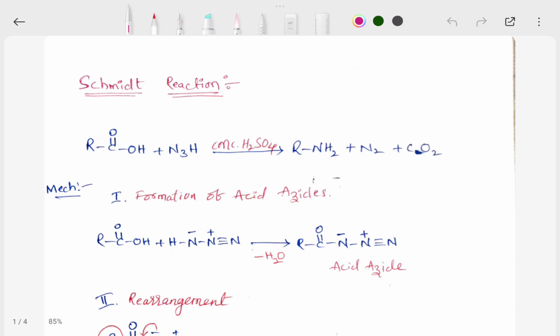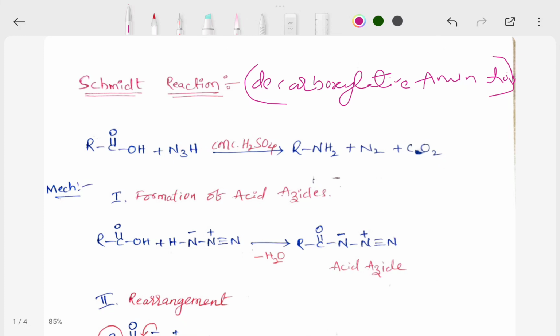It is a decarboxylative amination reaction. That means here removal of carbon dioxide and addition of ammonia takes place, giving an amine group. What is this? Schmidt reaction.